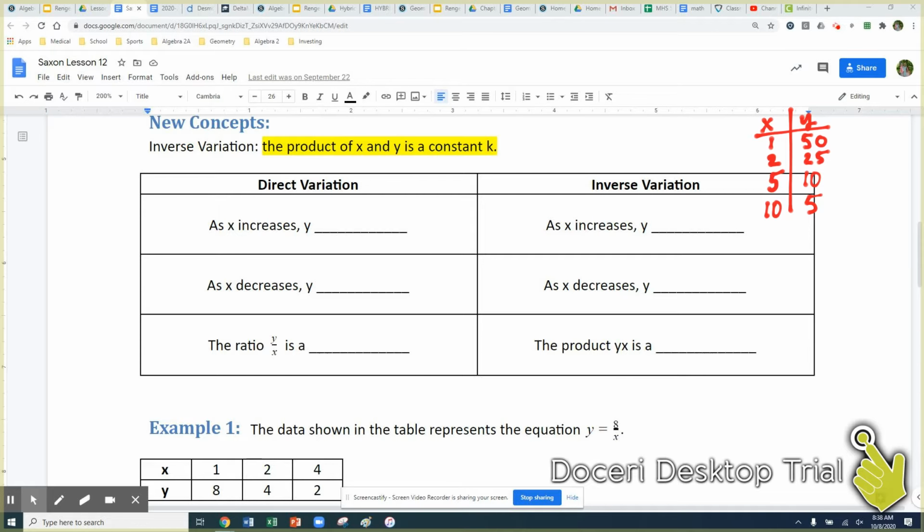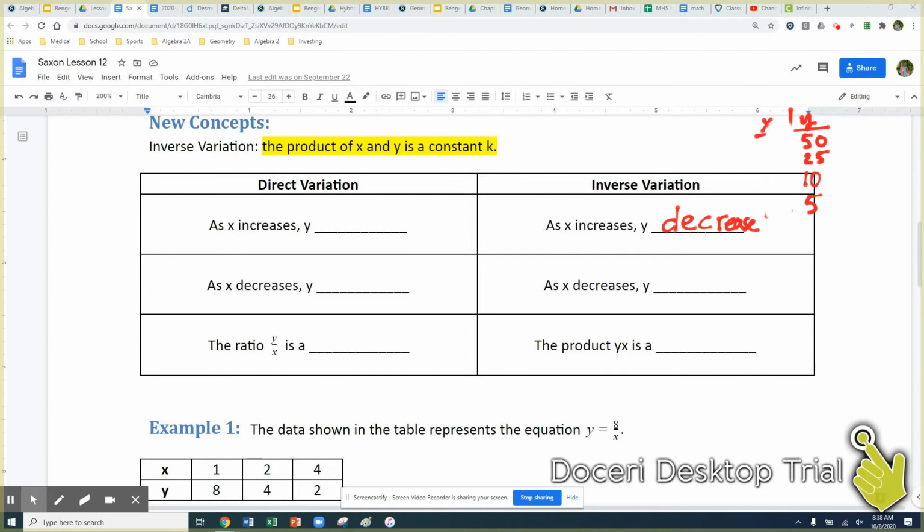my time starts to decrease. Now, this is a little bit different than direct variation we looked at in lesson 8. In lesson 8, we looked at how as one of your variables increases, the other one increases at the exact same rate. With inverse variation, as one increases, the other is going to decrease. So our very first thing we're going to fill in here is, as X increases, Y is going to decrease.